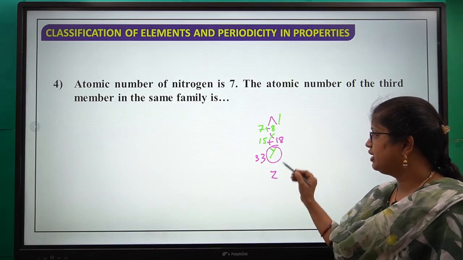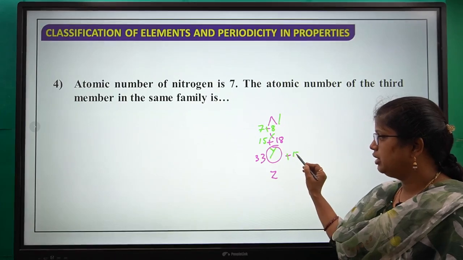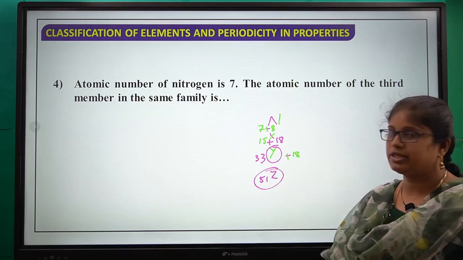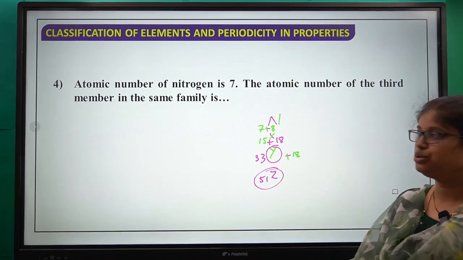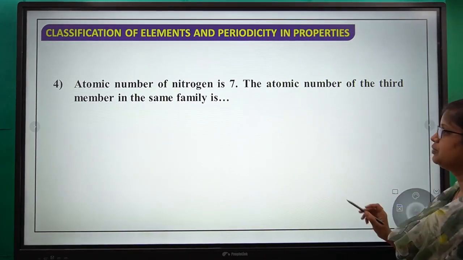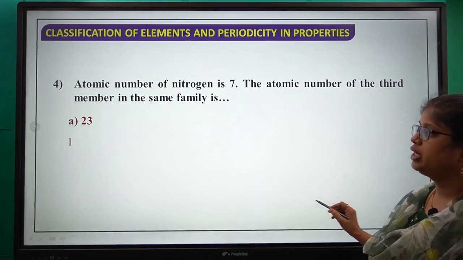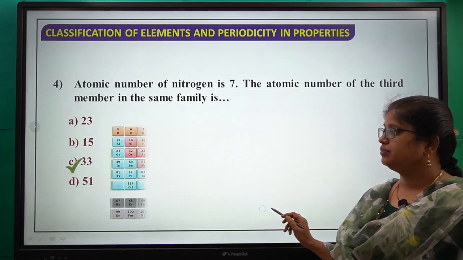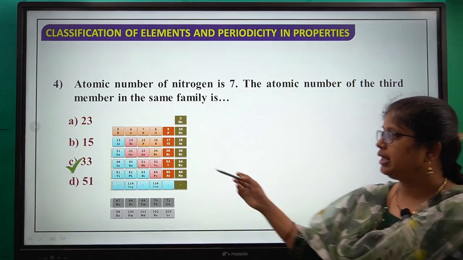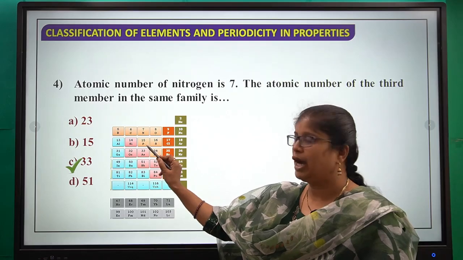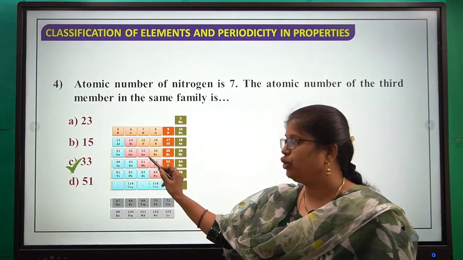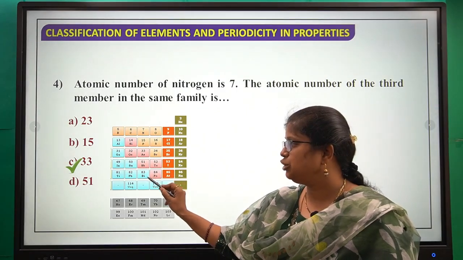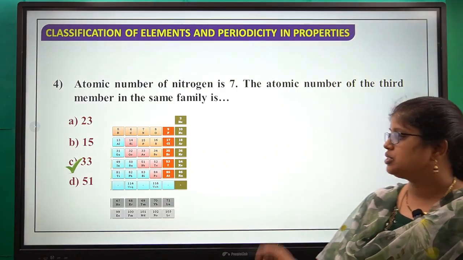Next, for the next element, again you add 18. How much will you get? 51. So like this you need to add to find the atomic numbers. So 15, 33, 51. If you look at the periodic table you will get it. Nitrogen 7. If you add 8 you will get 15. If you add 18, 33. If you add again 18, 51. Plus 32 you will get 83. Okay, so this is the way.